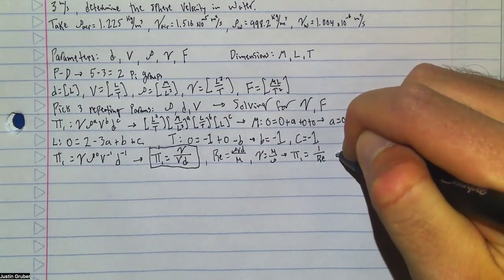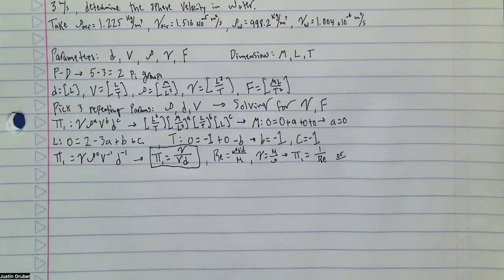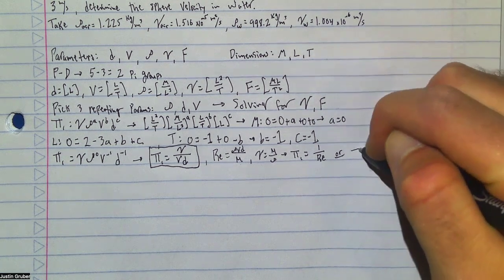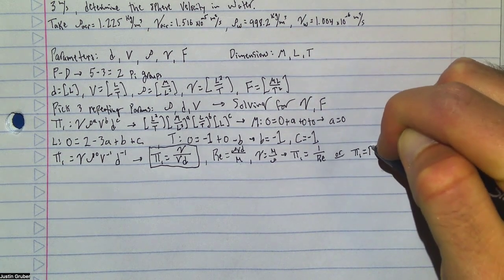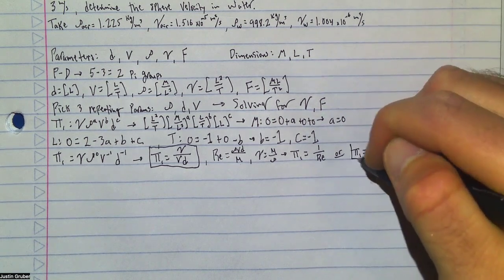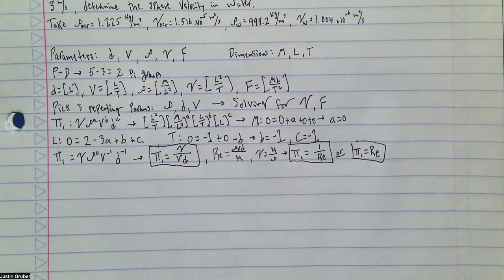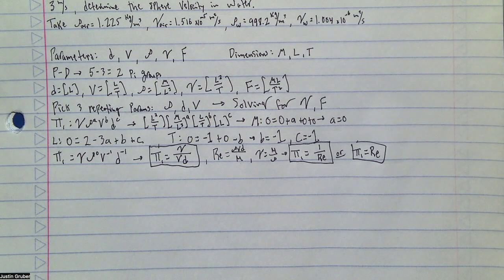Or since everything's already non-dimensional and the inverse of a non-dimensional number is still non-dimensional, you can just say pi 1 equals RE, right? Any of these will work. It's all non-dimensional. It's all cool, right? Everything's fine. Okay, any questions with that part? Just algebra, making everything cancel itself out. Pretty chill.